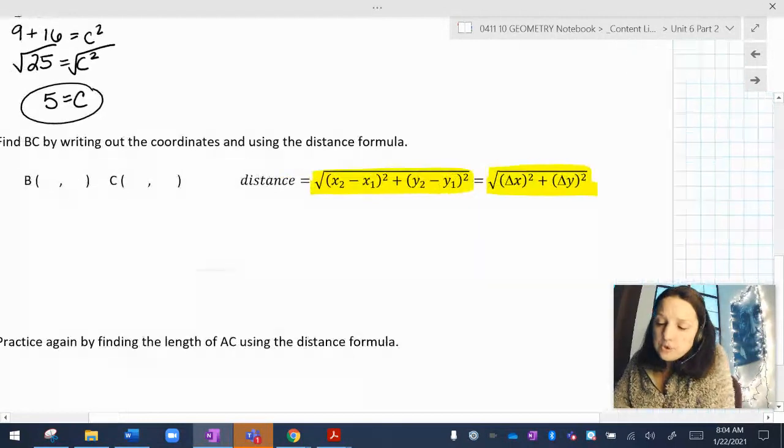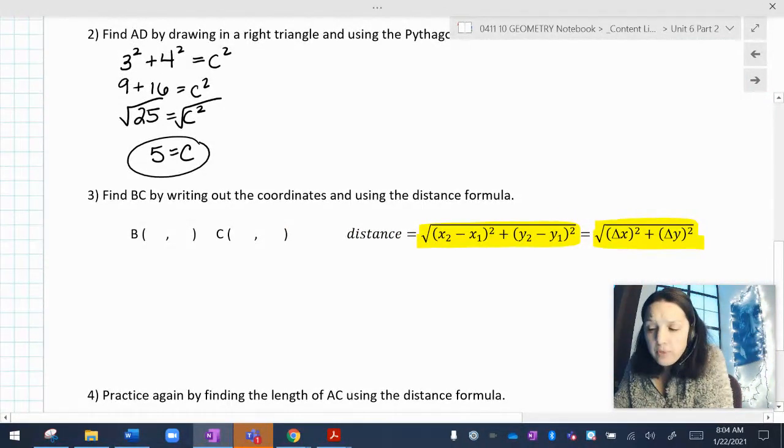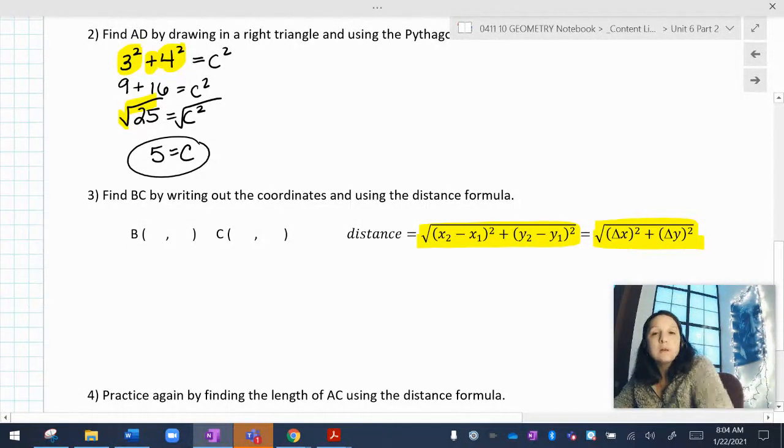So why does that make sense though? Well, because that's what we just did in the Pythagorean theorem. That delta x piece is how far I went over left and right in my right triangle. And the delta y piece is how far I went up and down to make my right triangle. Then we squared them, added them, and square rooted them when we were done. So the distance formula is really a formula to bypass the Pythagorean theorem if you don't want to or are unable to draw a right triangle on a picture.